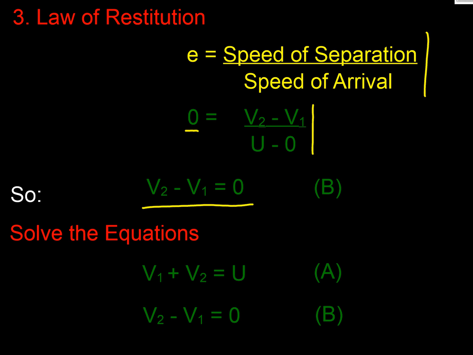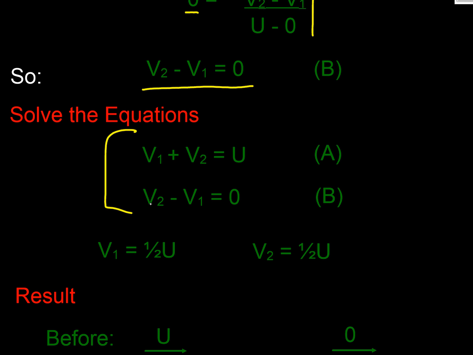So here are my two simultaneous equations. If I solve those, I find that v2 is a half u. If I just added those two together, I'd get rid of the v1, wouldn't I? I'd have 2v2 on the left-hand side, u on the right-hand side. So v2 equals a half u. And because v2 equals v1, v1 equals a half u.